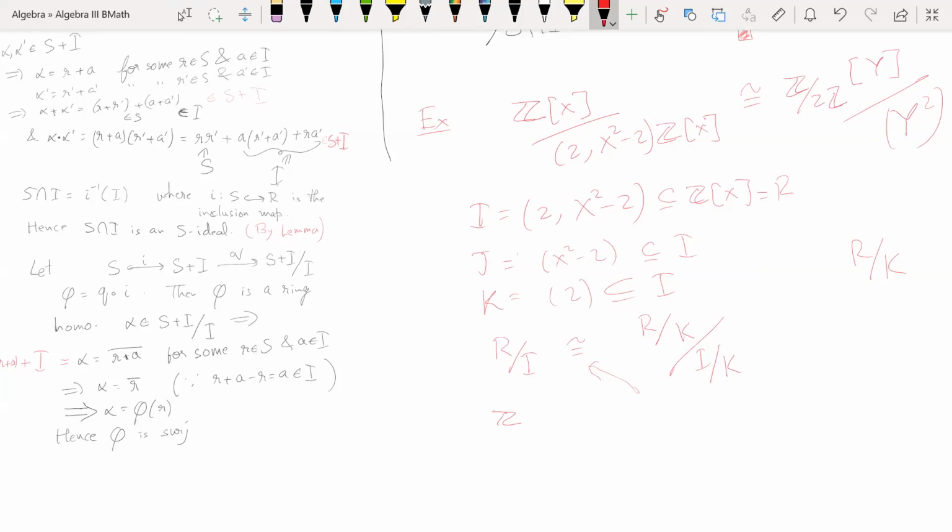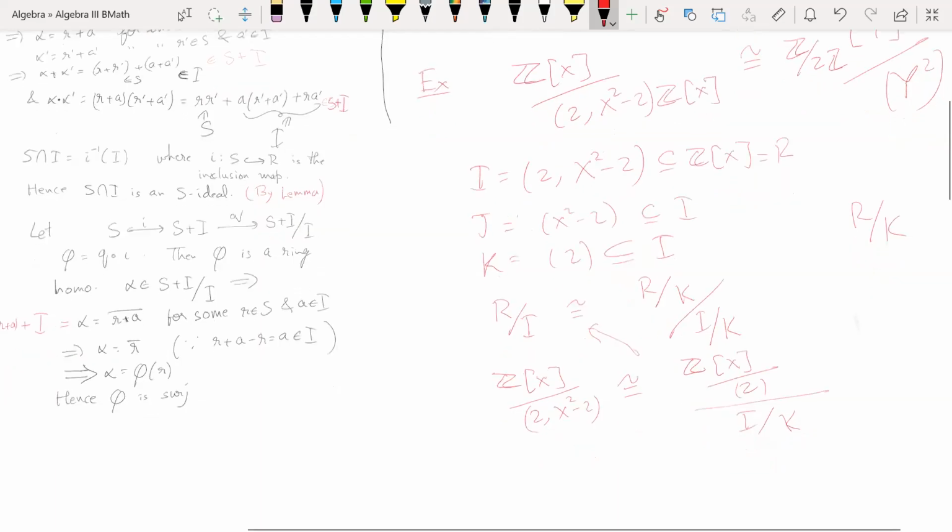So this tells you that Zx mod the ideal generated by 2 and x square minus 2 is isomorphic to, it's a little bit more, Zx mod the ideal generated by 2, over, so K here, and this here I mod, let me just put I mod K. But what is Zx mod 2?